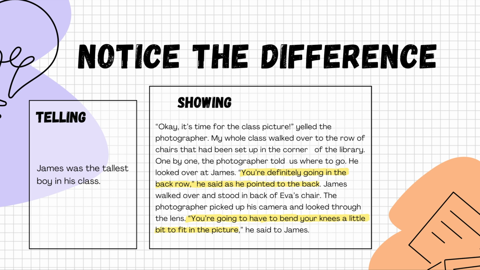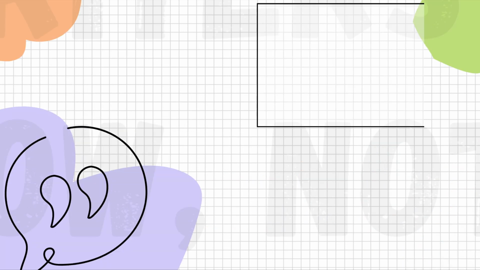He looked over at James. "You're definitely going to be in the back row," he said as he pointed to the back. James walked over and stood in the back of Ava's chair. The photographer picked up his camera and looked through the lens. "You're going to have to bend your knees a little bit to fit in the picture," he said to James. Now, I hope you noticed that through that reading, I did not tell you once that James was tall. But based on the information that I highlighted, such as "You're definitely going to be in the back row" and "You're going to have to bend your knees a little to fit in the picture," I was able to infer by the writer showing me that James is pretty tall.